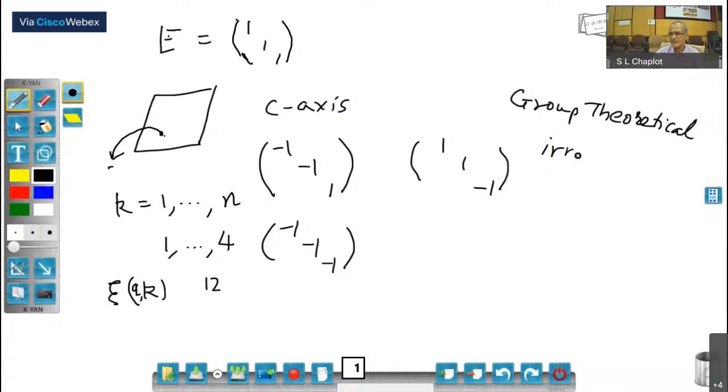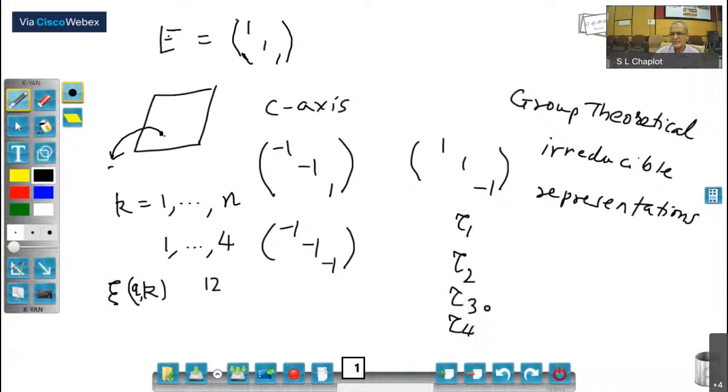Okay, this is irreducible representations. All the phonons are not in just one category, but they are divided into different representations. Say, typically, if there are 4 of them, you can say these are 4 categories, or a 4-fold classification. So all the 12 phonons will be divided amongst these 4 different categories.